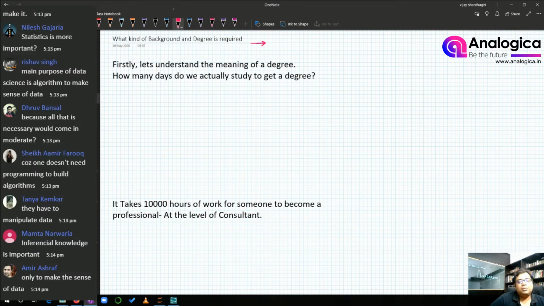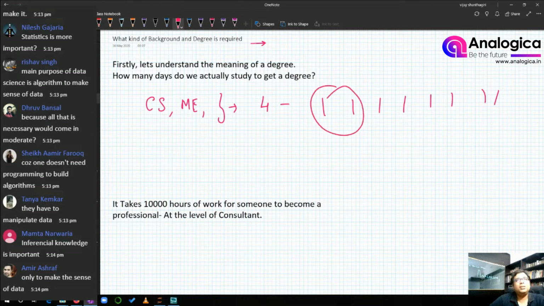The background degree, I have a funny story here when you say a background degree. We have all these degrees like computer science and mechanical engineering, and in all of that we have 4 years and we have 8 semesters. 1, 2, 3, 4, 5, 6, 7 and 8, right? We have 8 semesters, out of which the first 2 semesters are common. The last semester is about project, so we are left with 5 semesters.